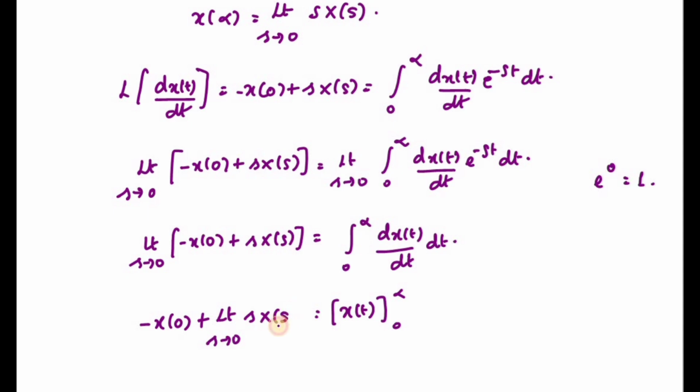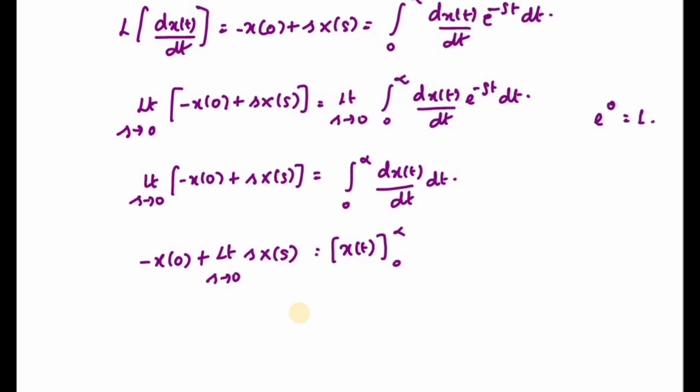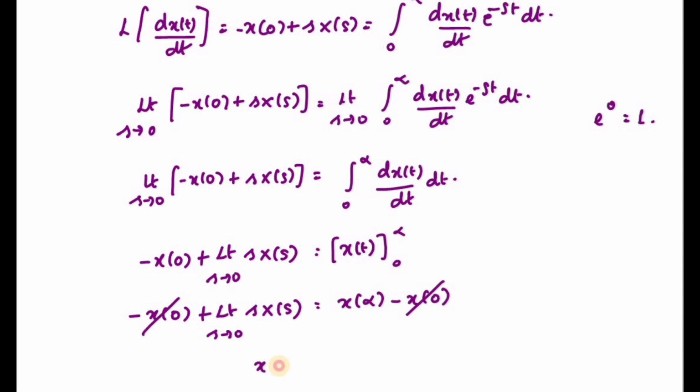Here I am going to substitute x of infinity minus x of 0, that is x of infinity minus x of 0 plus limit s tends to 0 of s into x of s. So here minus x of 0 and minus x of 0 get cancelled. So you get x of infinity is equal to limit s tends to 0 of s into x of s. So this is your formula for the final value theorem.